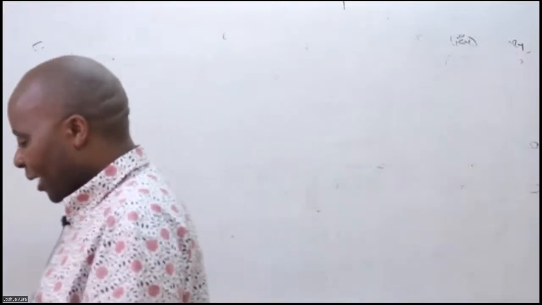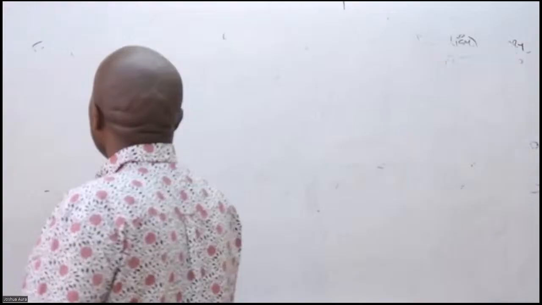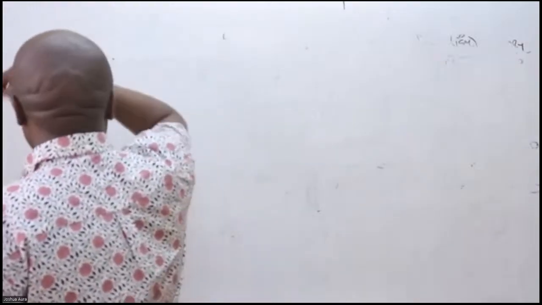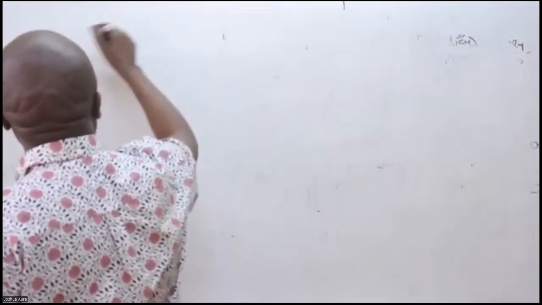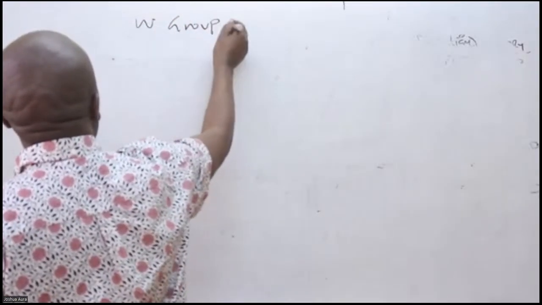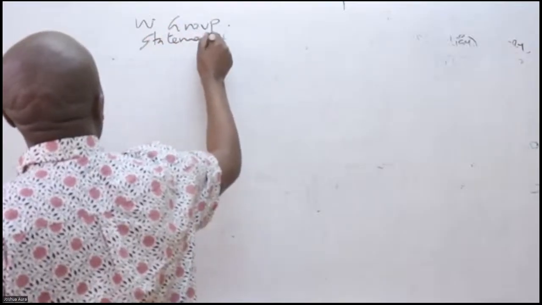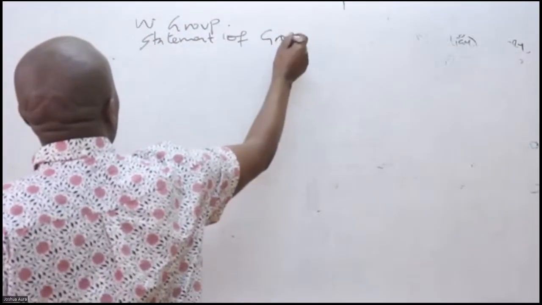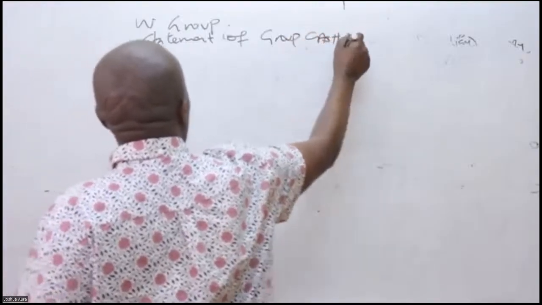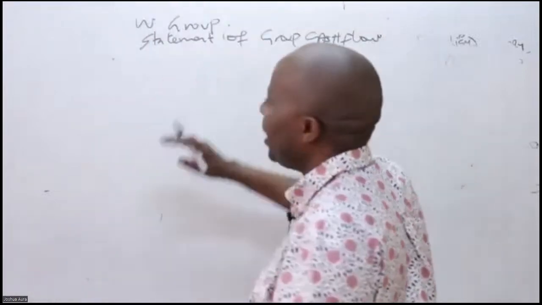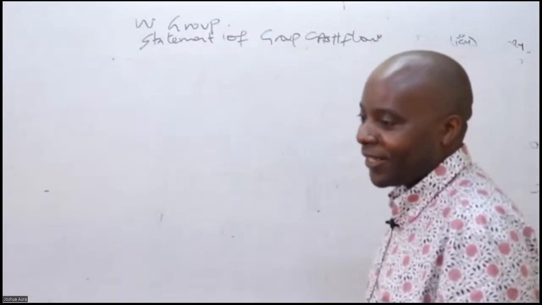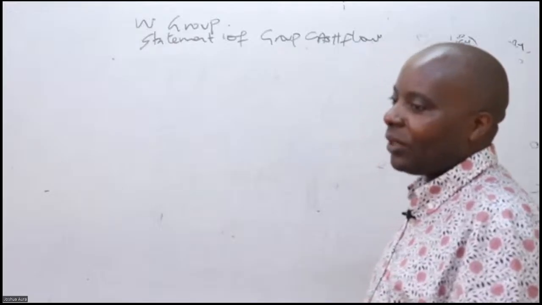So then what we shall do, we shall come straight away, because they have told us to do Excel, and write for them the name of this company. They have given us the name of the company. It is W Group. Statement of cash flows. Statement of group cash flows. And then you bolden this nicely, like that.